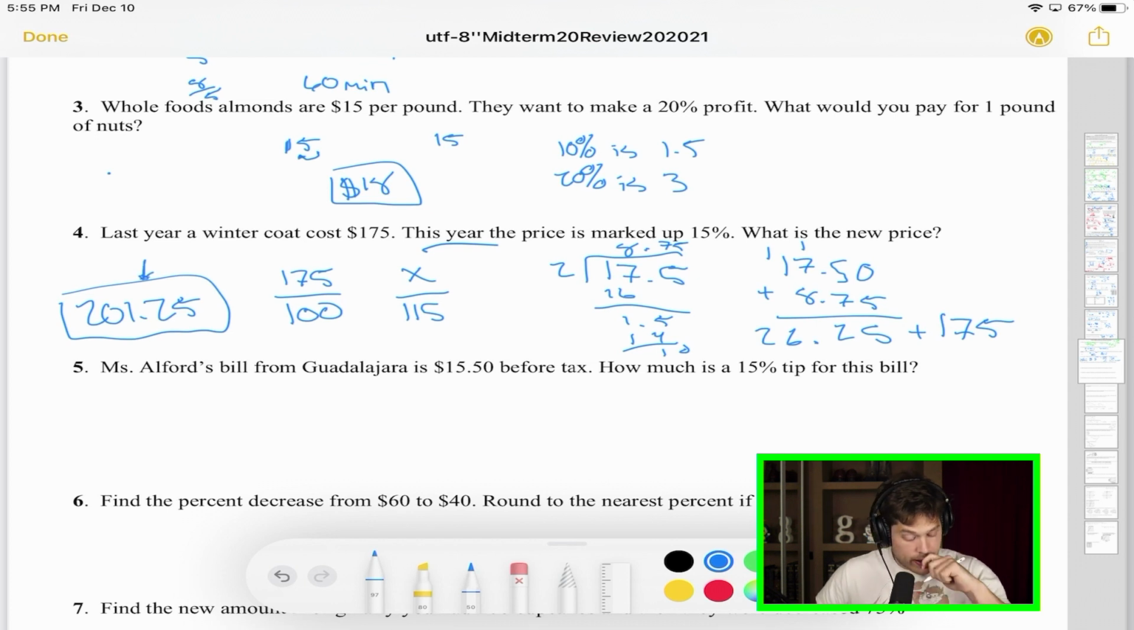Okay. So again, we found this value by finding 10% and then cutting it in half to find 5%, and then adding 10% and 5% to get 15%, and then adding the 15% to the original price to get the new cost. Okay. So yes, these problems are getting longer, more steps, but hey, that's math.